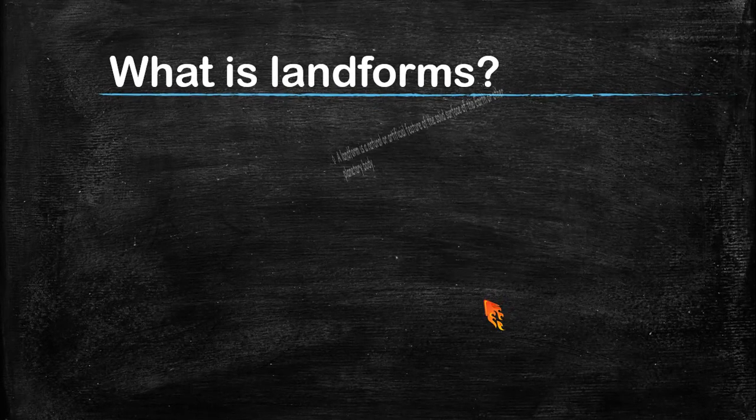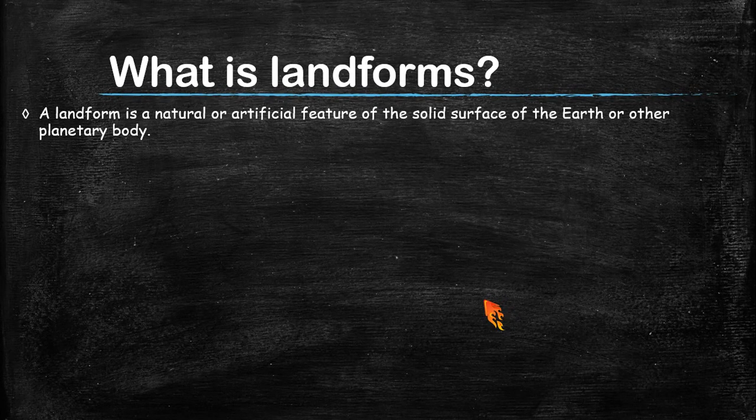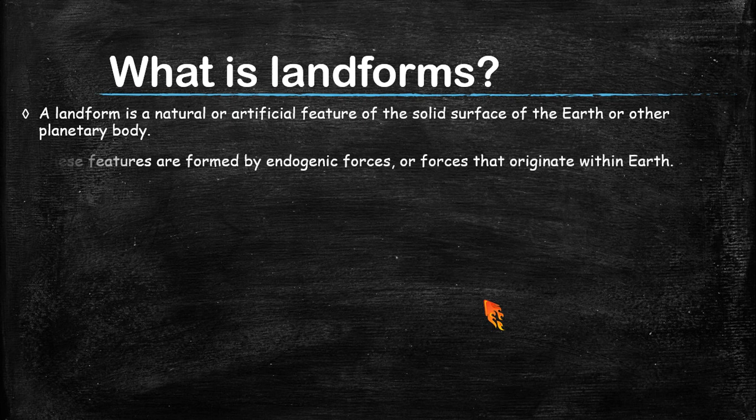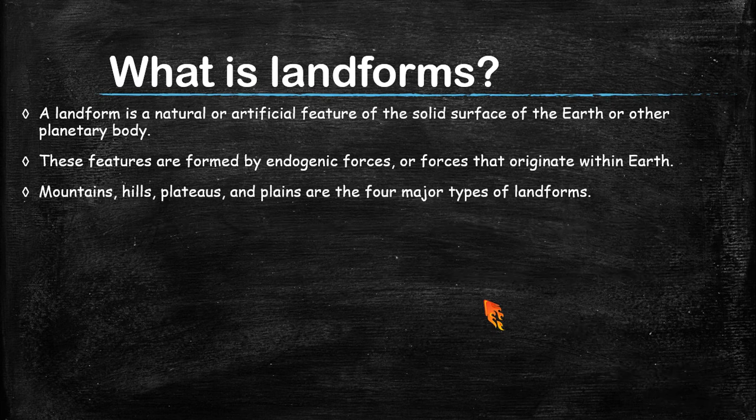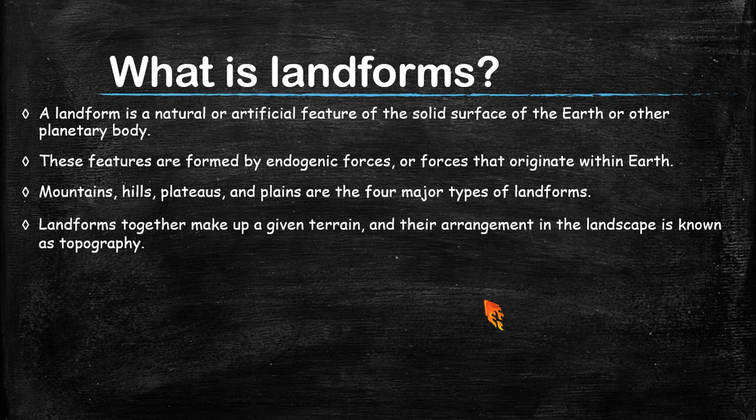So, what's landform? Landform is a natural and artificial feature of the solid surface of Earth or other planetary body. These features are also formed by the endogenetic forces, or the forces that originate from within Earth. Mountains, hills, plateaus, plains are the more major landforms found on Earth. Landforms together make up a given terrain, and their arrangement in the landscape is known as topography.